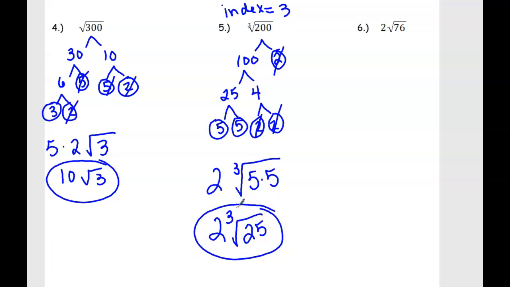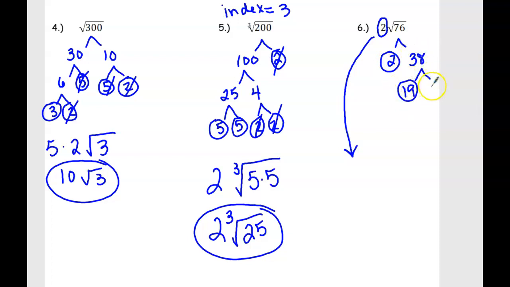All right, number 6. Now this time we've got a number on the outside. I don't want to forget about it. All right, I'm going to pull that down. So I've got 76 is 2 times 38. Okay, 38, I can say 19 times 2. All right, and when I look at this, my index is 2, so I'm looking for my doubles now. So I didn't forget, I brought my 2 down. Now I've got one set of double 2s and the radical 19. So this becomes 4 radical 19.